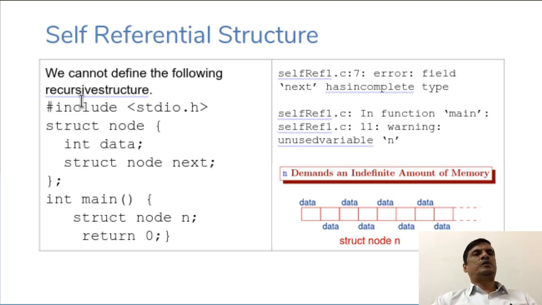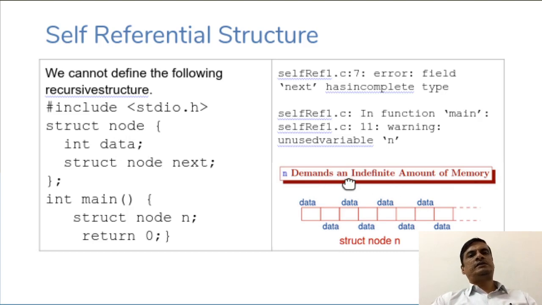So this program simply illustrates that concept with struct node next. The structure node is defined, within which another member variable is a node. So this node cannot be a normal variable like this, which would demand an indefinite amount of memory, because this next would again be composed of data and next, another next would consist of data and next, so it will keep on demanding memory indefinitely.